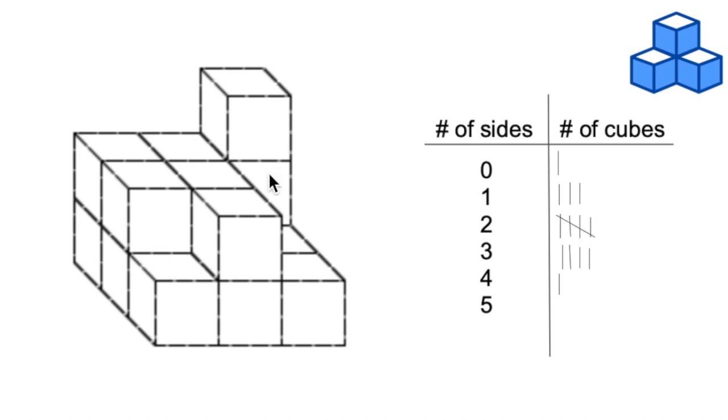And finally, the last cube in this level all the way to the right has 3 sides exposed, the front, the side, and the back. And this last cube at the top has 5 sides painted, 1, 2, 3, 4, and 5 from the back.